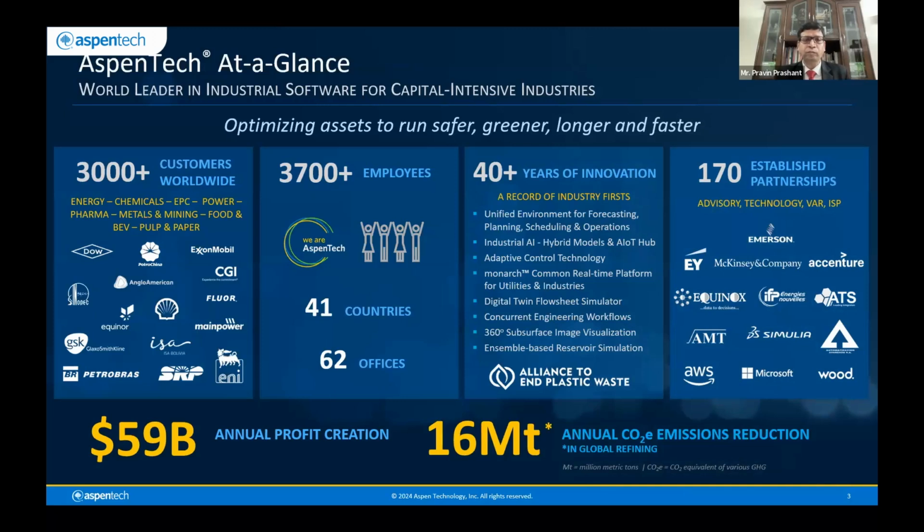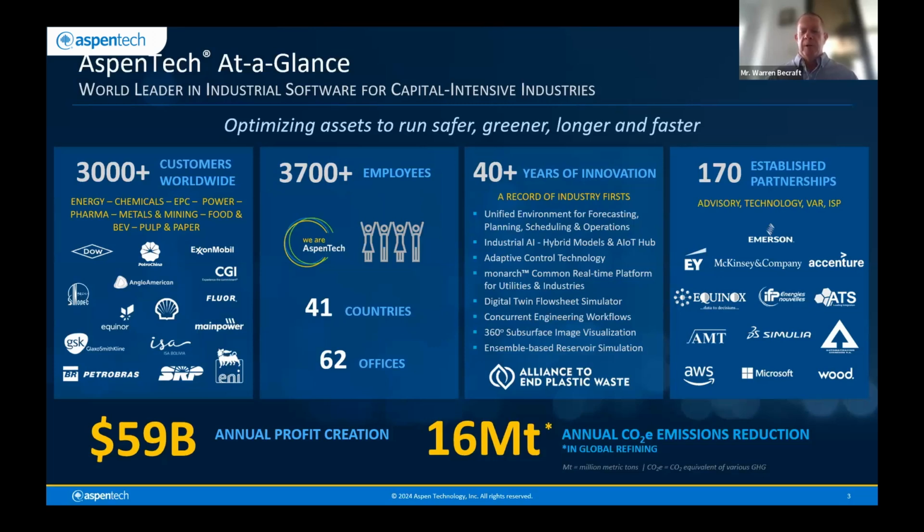So AspenTech has been around for over 40 years. We started off in the chemical engineering department of MIT during the energy crisis in the 70s, funded by the Department of Energy in the US, developing digital twin technology, if you can imagine that back in the day. Since then, we've grown substantially, providing leading optimization software for the capital-intensive, process industries. We have over 3,000 customers worldwide. We have partnerships around the world, and we generate almost $60 billion in profit for our customers.